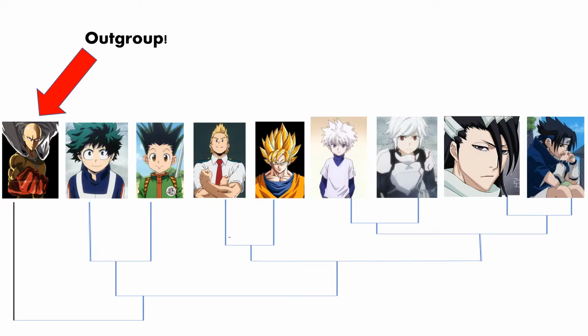Here we can see that I've created a rooted tree. We know this is a rooted tree because there is an outgroup which helps infer the order of divergence for the other OTUs. An outgroup is an OTU that is known to have diverged earlier than all other OTUs. The outgroup roots the tree such that all other OTUs share a common ancestor.